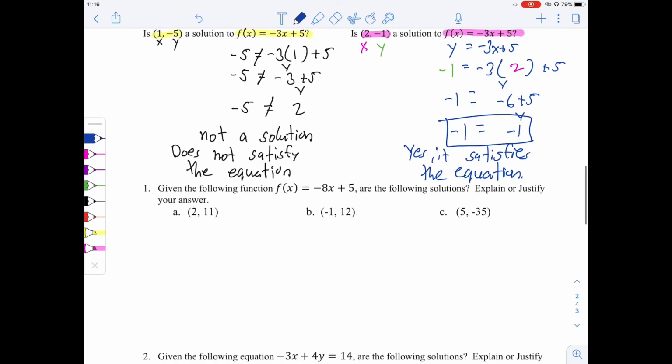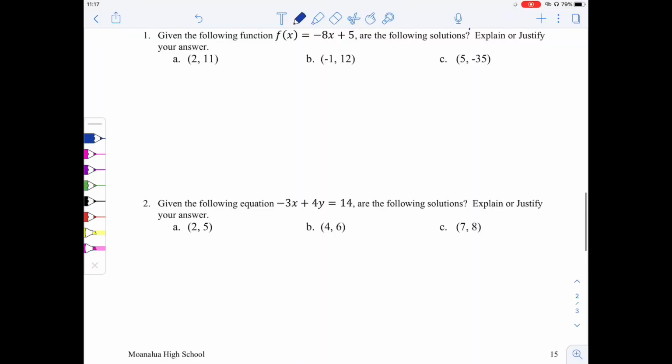Okay, so that's all you do. Substitute your ordered pair, x, y. Does it come out equal? That's all you do.